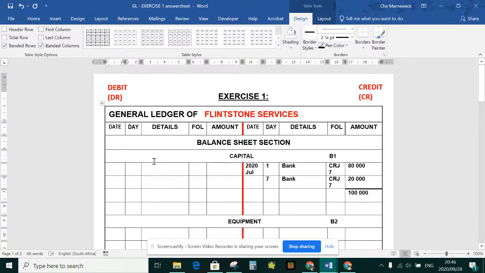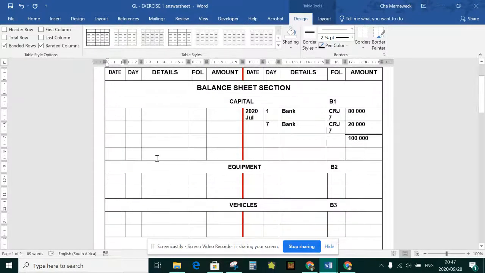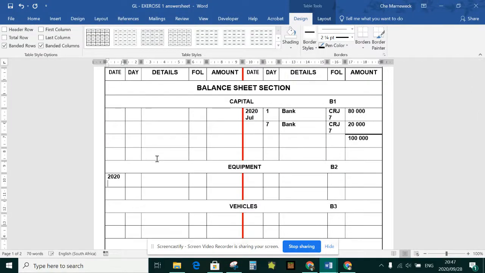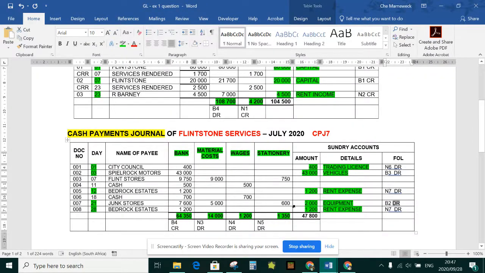Remember, debit is the left. What is the date? 2020, July. What is the specific day that we purchased equipment on? And that was day 21.